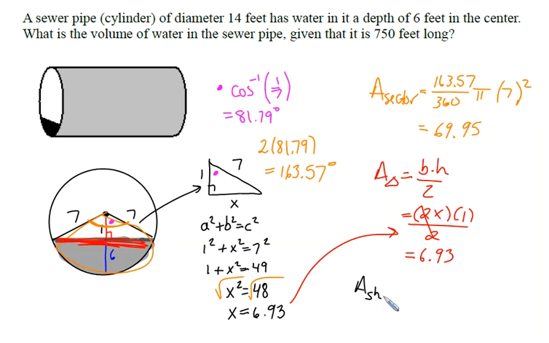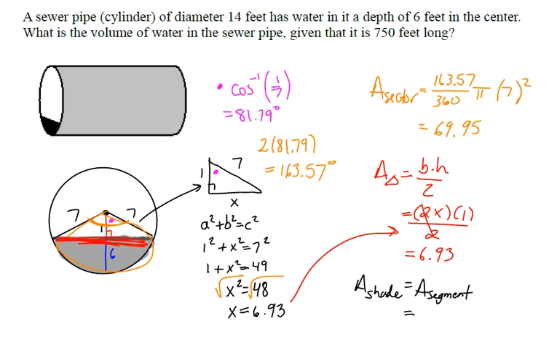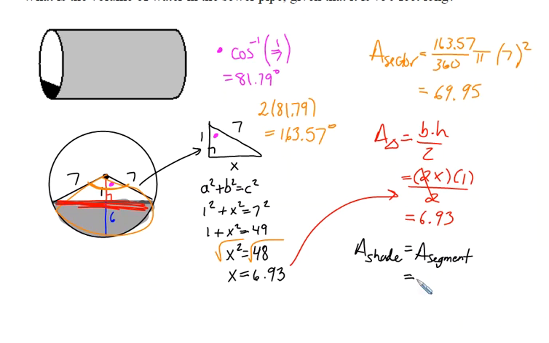Therefore, the area that's shaded, or that's also equal to the area of our segment, remembering our terminology involving circles, is equal to the area of the sector, take away the area of the triangle, which in this case would be our 69.95 minus 6.93. And we're keeping all of our decimals on our calculator. So determining what that is, we get that this shaded area is 63.02.